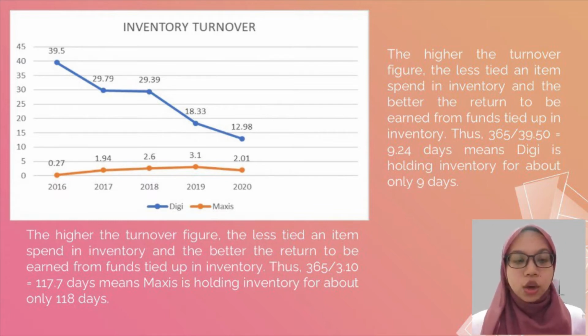The higher the turnover figure, the less time an item spent in inventory and the better the return to be earned from funds tied up in inventory. Thus, 365 days divided by 3.10 equals 117.7 days. This means Maxis is holding inventory for about 118 days.